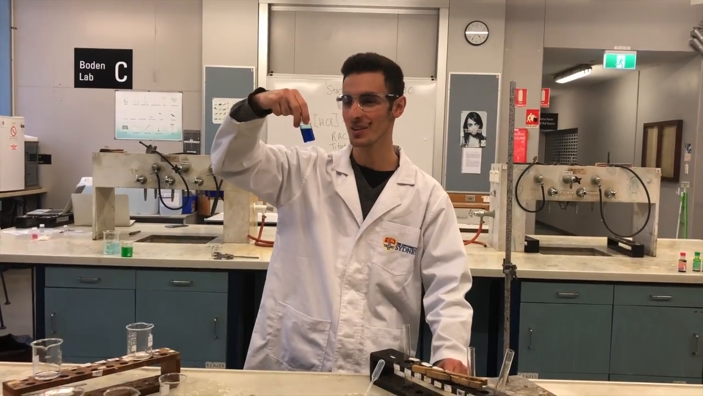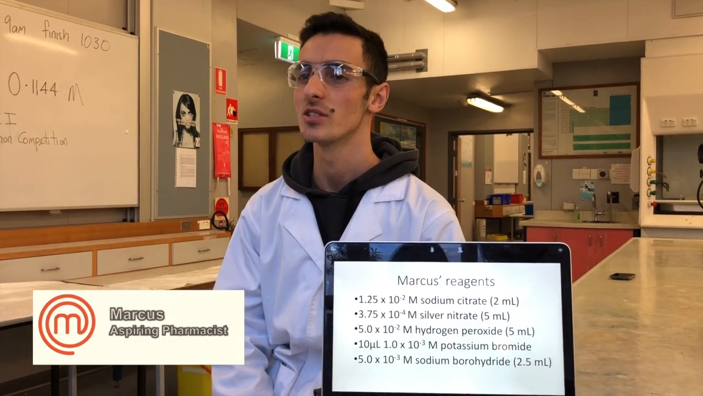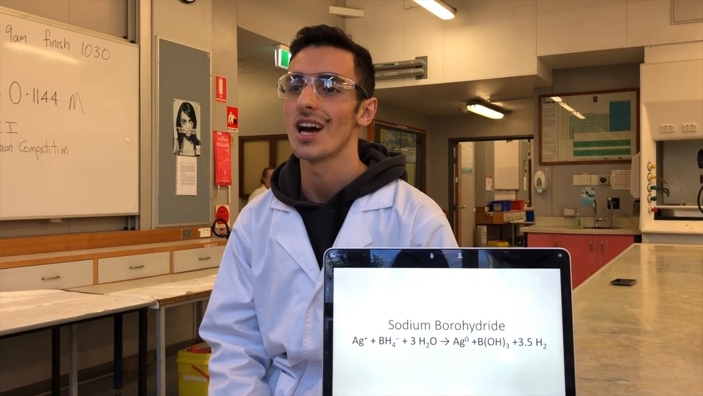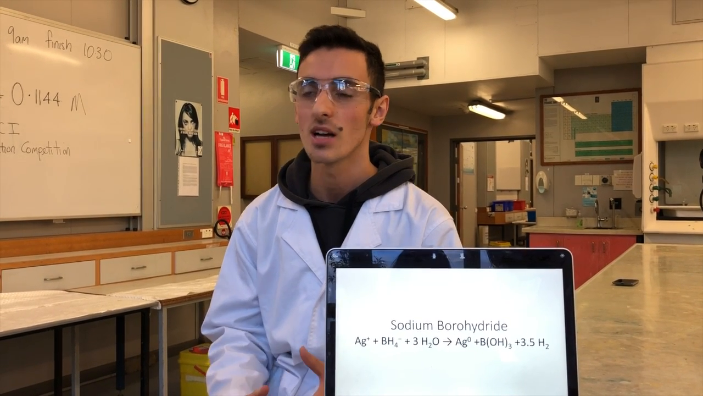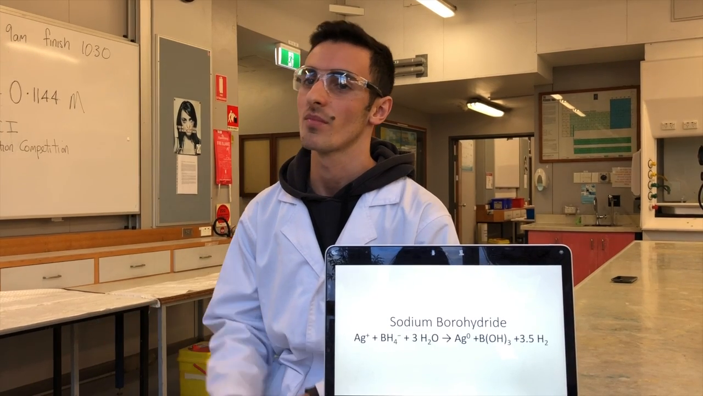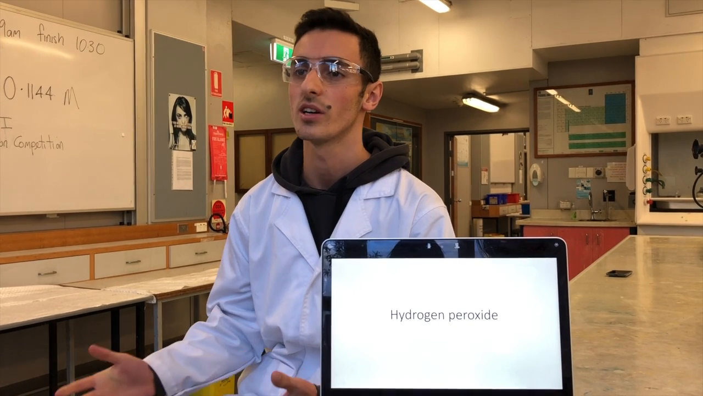Whoa, it turned blue. I remember Veronica telling me to use silver nitrate as a source of silver cations. Then sodium borohydride, which acts as the reducing agent to reduce Ag+ cation to Ag. Then hydrogen peroxide, which acts as an oxidant in the reaction, since when reduction occurs, oxidation must also occur.